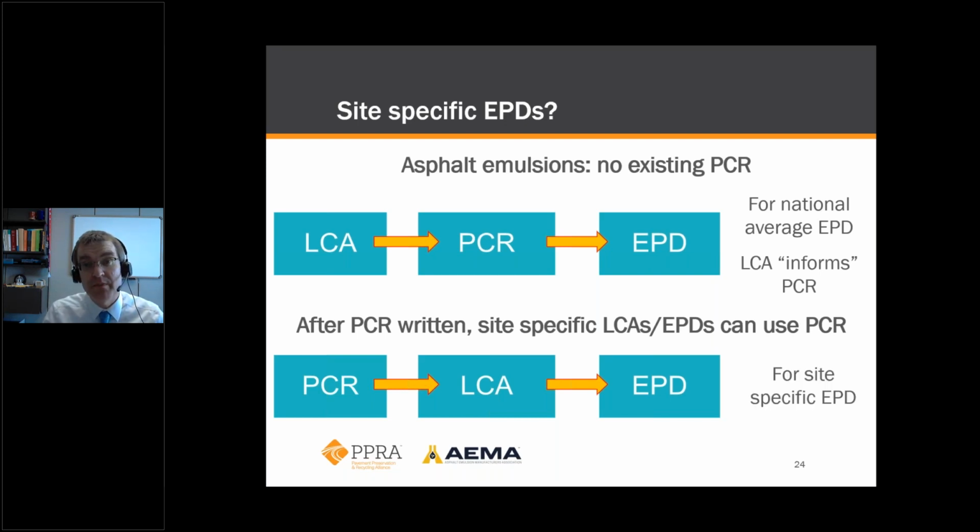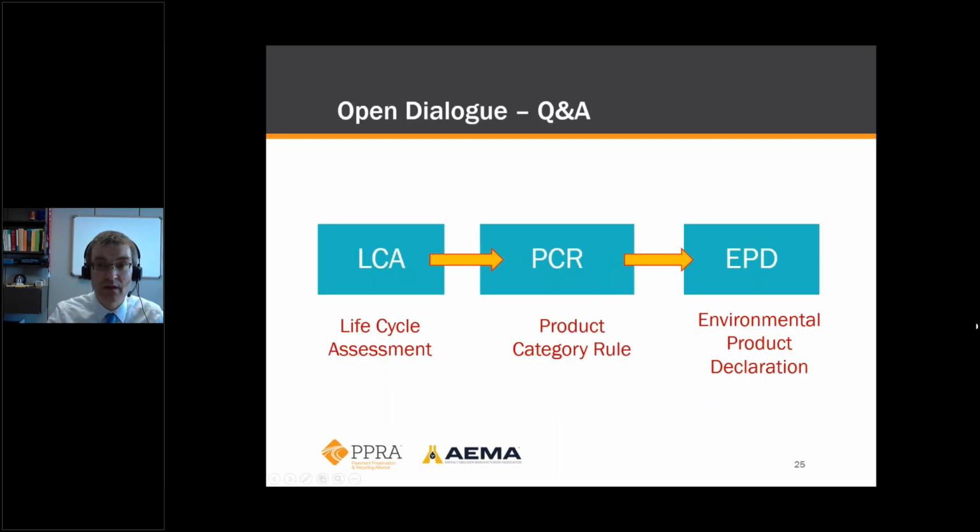So when you're talking to people about the sequence of LCAs, PCRs, and EPDs, you usually only start with an LCA if there's no existing PCR. But if your product or your material has a PCR, then you can start with that PCR, perform your own LCA based on the PCR, and develop your own EPD. So that is what we are doing with PPRA, asphalt emulsions, LCAs, PCRs, and EPDs.